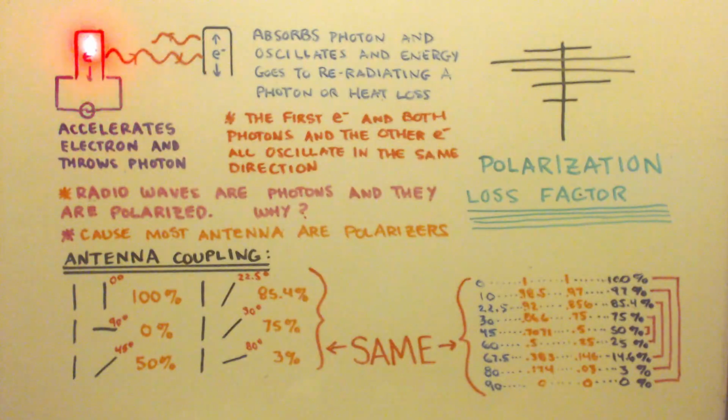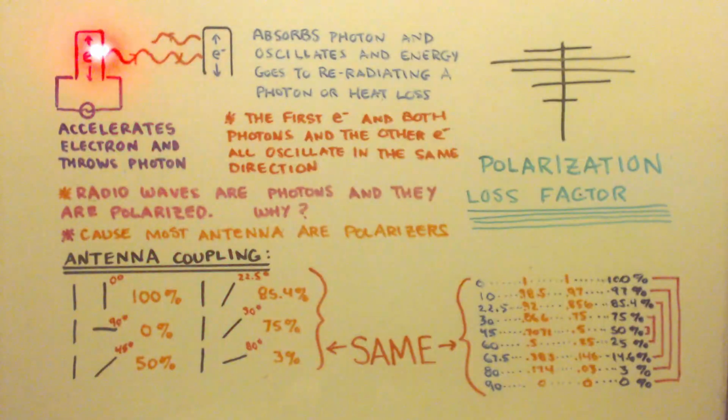Here's your antenna. It's just a piece of metal, right? If you hook up some AC to it, some alternating current, so that the current goes back and forth, back and forth, back and forth, that makes the electron go back and forth. That accelerates the electron, and accelerated electrons do what? They throw out photons. And what's a radio wave? A photon.